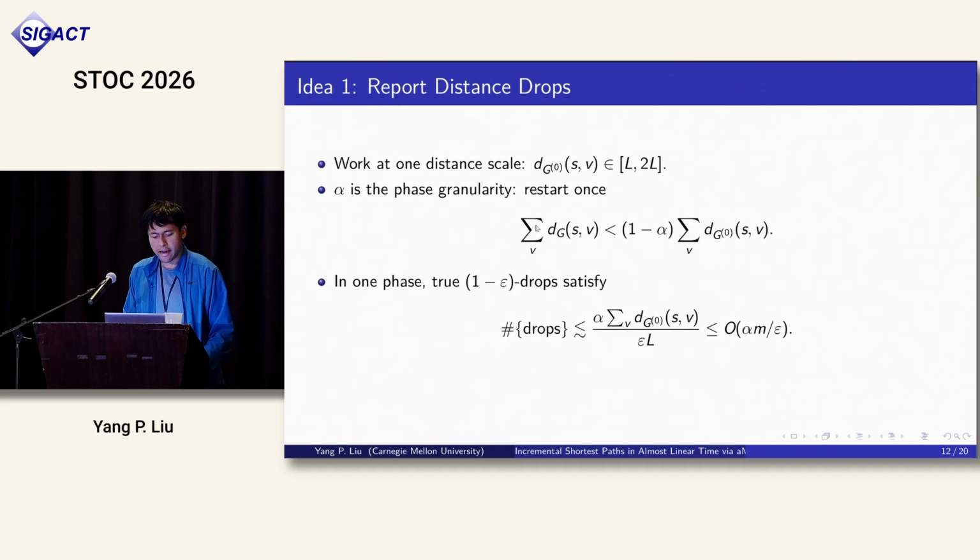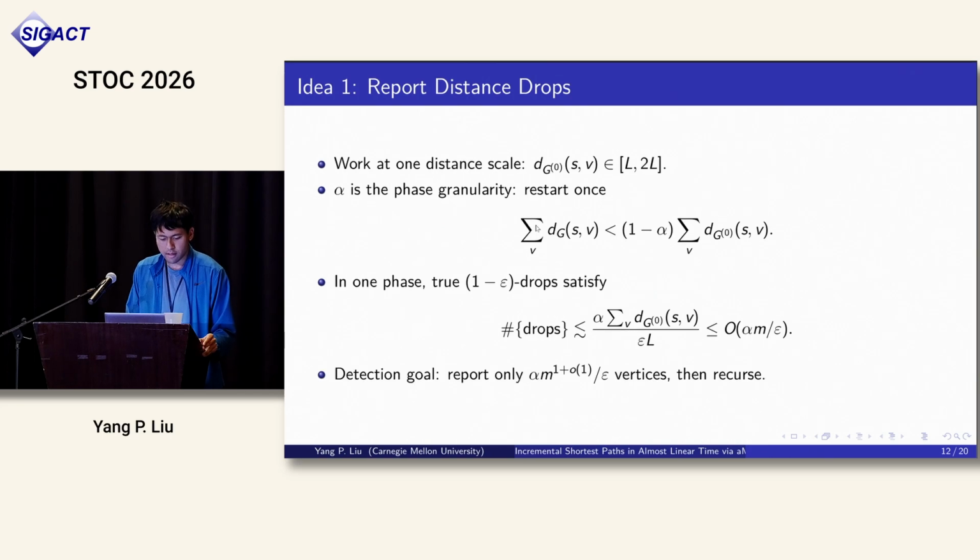Now, during this phase, I want to detect vertices whose shortest path length has gone down by a lot, by a 1 minus epsilon factor. And you can check that the number of such vertices is alpha m over epsilon by a Markov's inequality argument. So if an algorithm was able to report these vertices up to a little bit of loss, then you can recursively process these vertices to try to get their shortest path lengths correct. Again, the idea is to detect vertices whose shortest path length has gone down, and then recursively process them.